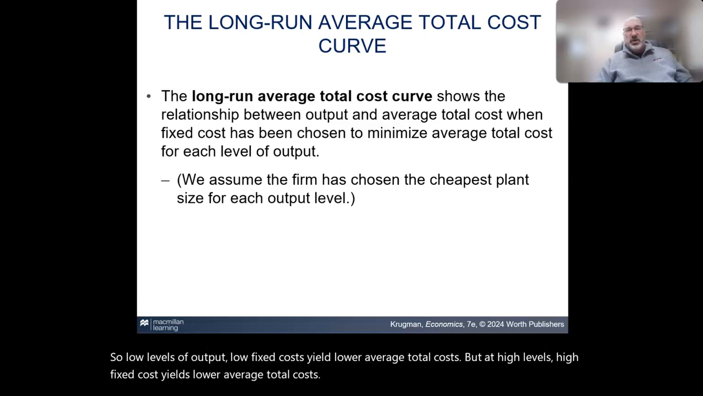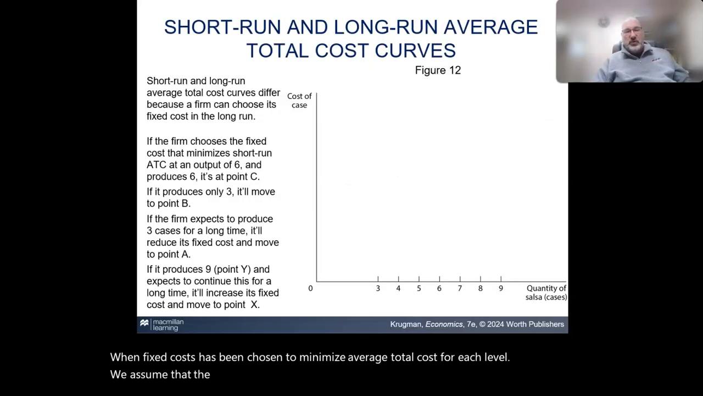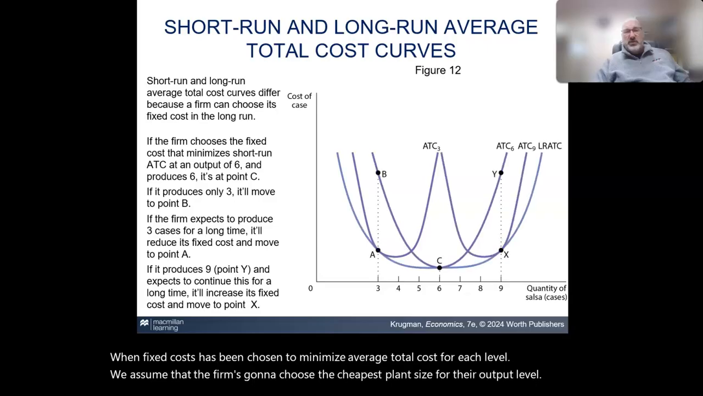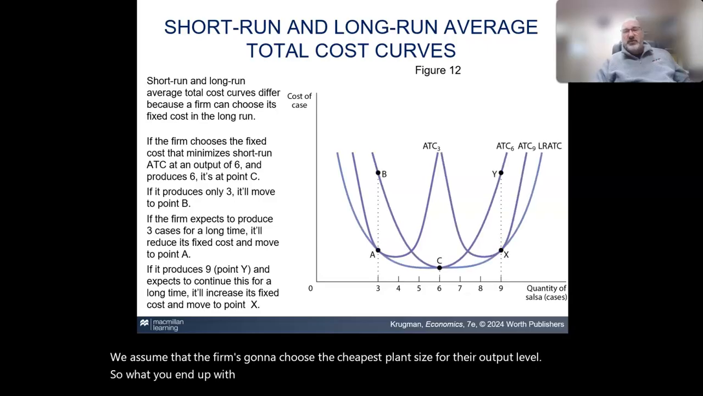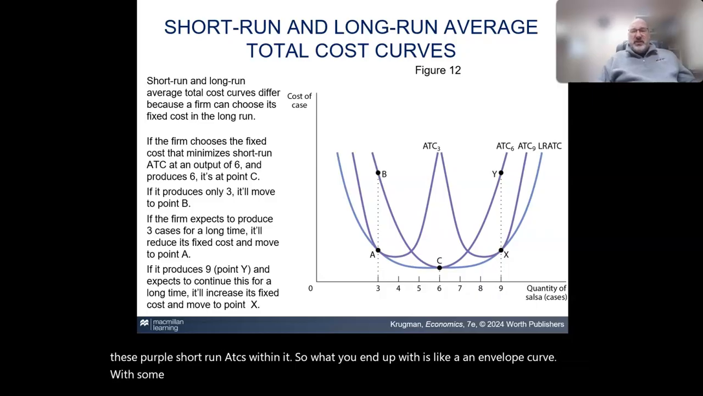So what you want to look at is the long run ATC, which shows the relationship between output and ATC when fixed cost has been chosen to minimize average total cost for each level. We assume that the firm is going to choose the cheapest plant size for their output level. So what you end up with is this long run average total cost curve in the navy blue, and then these purple short run ATCs within it. It's like an envelope curve with some short run ATCs inside of it, and then you have to find where you are for the scale.